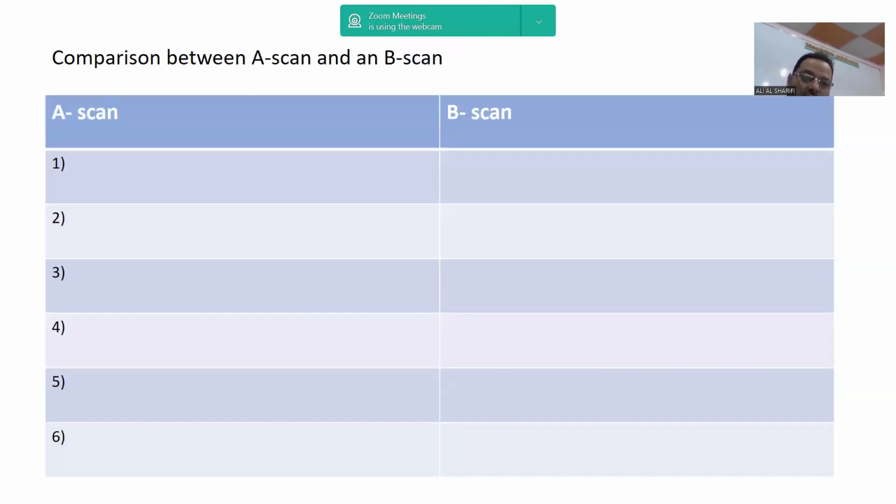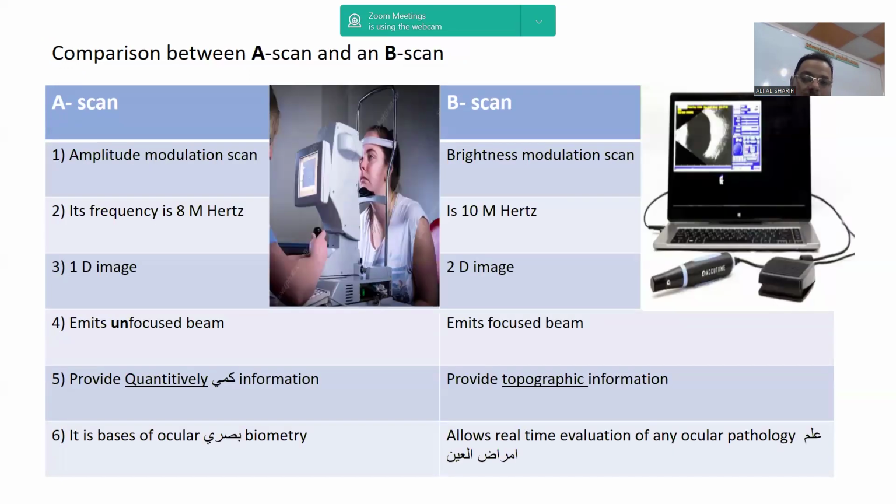It's an important comparison between A scan and B scan. Here, it's homework for my students, but I solved it here: A scan is amplitude modulation scan, B scan is brightness modulation scan. A scan's frequency is 8 megahertz, while at B it's 10 megahertz. A scan is one dimension. B scan is two dimension.